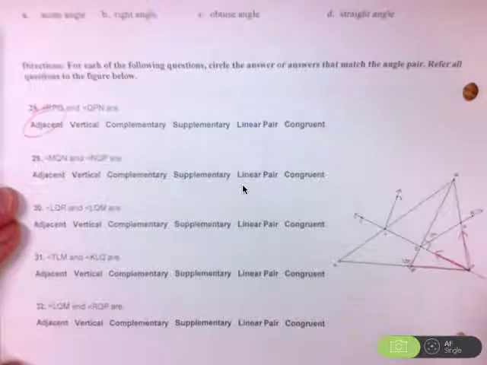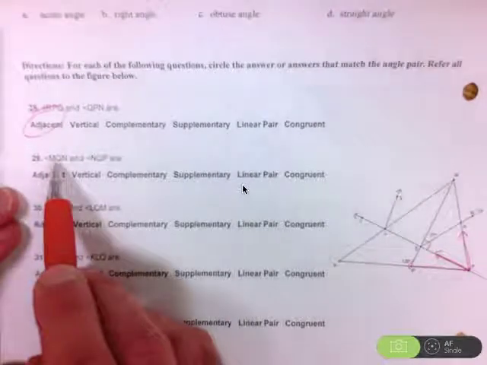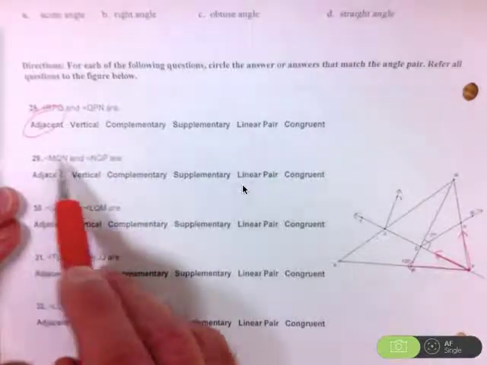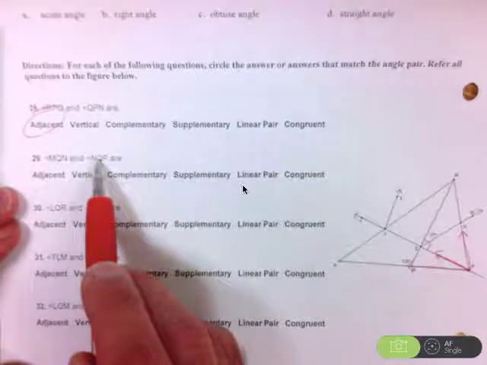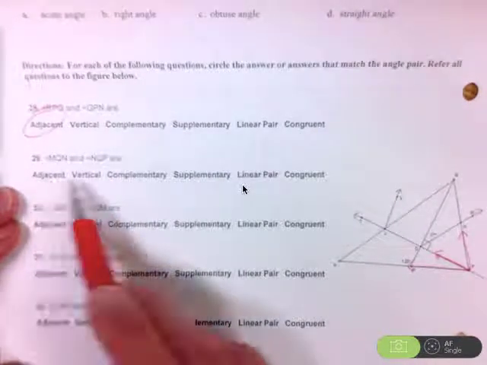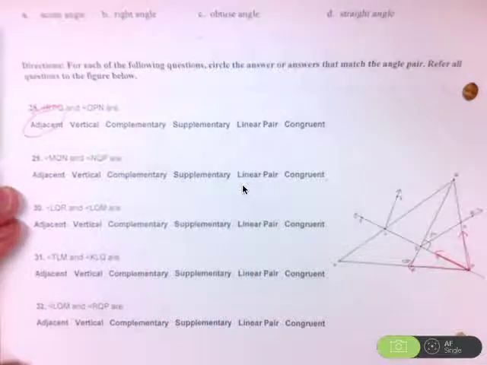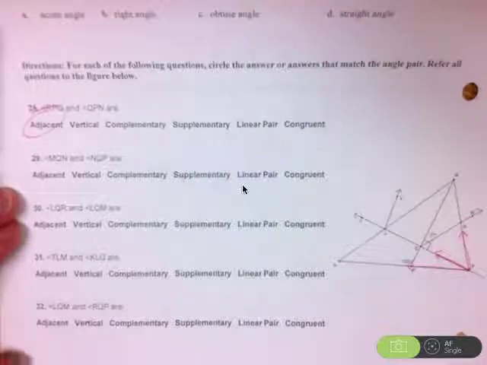So going forward then for 29, 30, 31, and 32, take some time and make sure you identify, trace, and color in the two angles that you're working with before you try to decide which of these vocabulary words apply to them. Hope this has been helpful to get you started and make you feel better about working on your review.